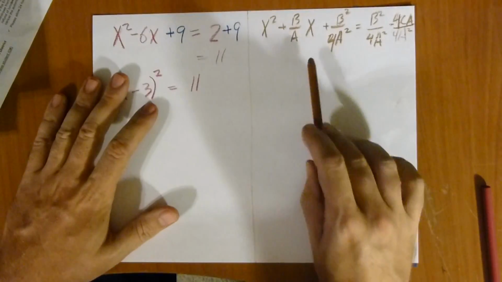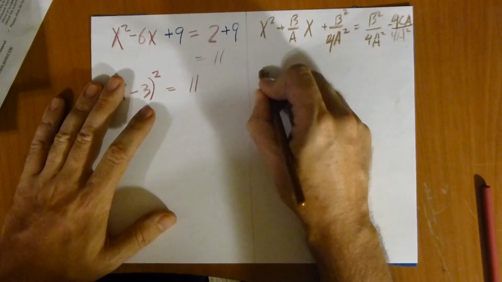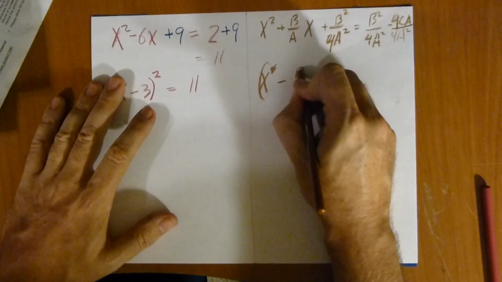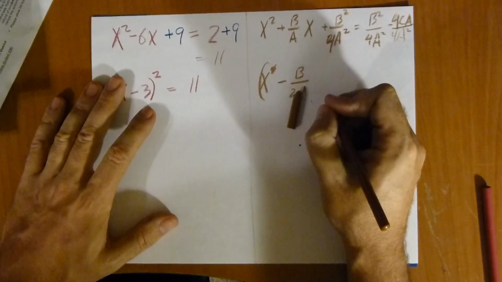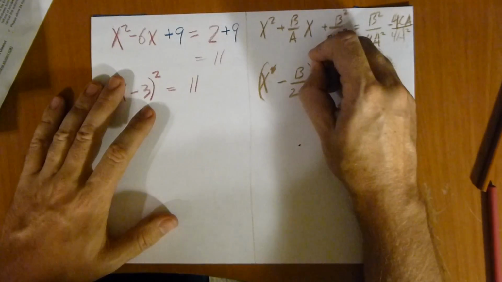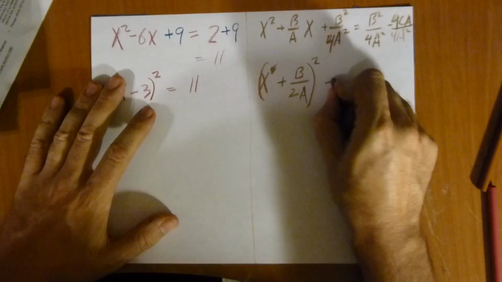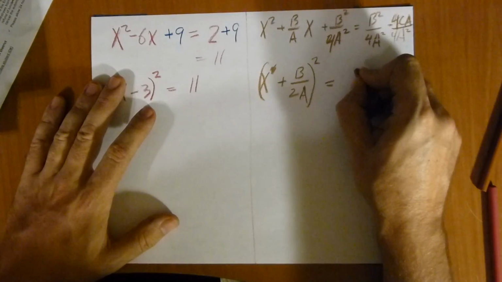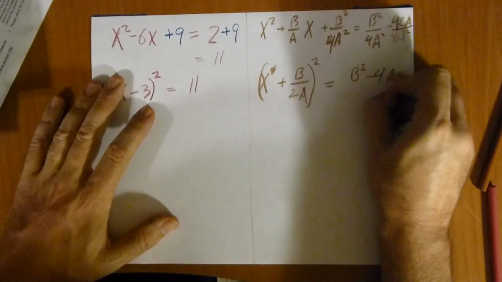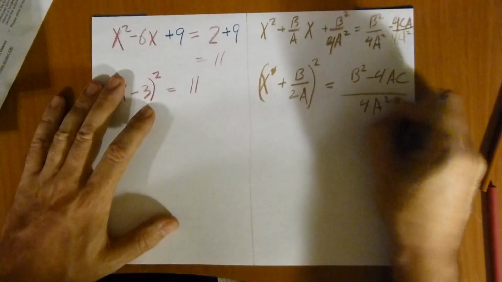So we now have, if I simplify this term, x minus b over 2a, squared, equals b squared minus 4ac over 4a squared.